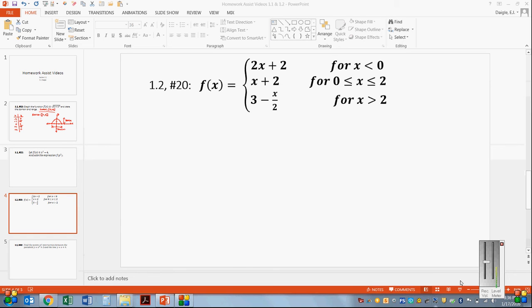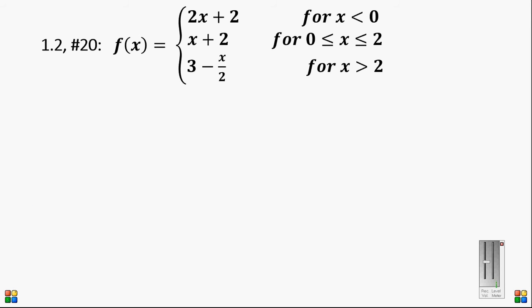Okay, so let's move on to 1.2, number 20. Let me go to slideshow here really quick. So in 1.2, number 20, they've asked us to graph a piecewise function.